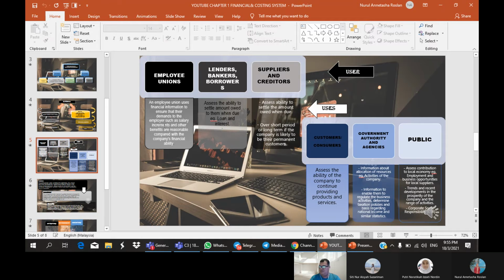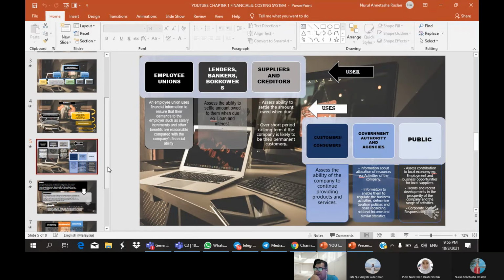For the last one is public. They access contribution to local economy like employment and business opportunities for local suppliers. Trend and recent development in the prosperity of the company and the range of activities and corporate social responsibilities.